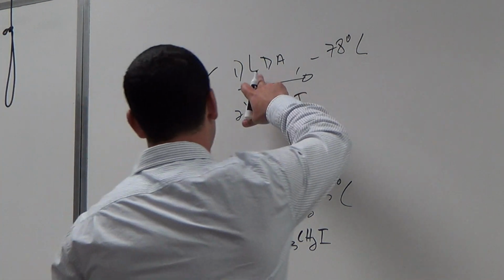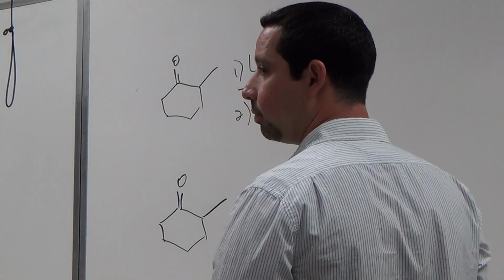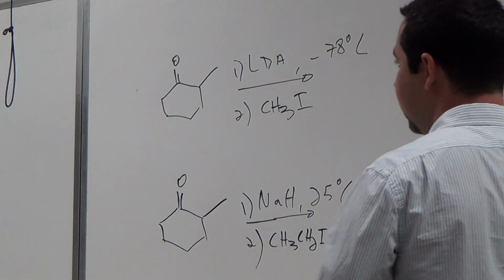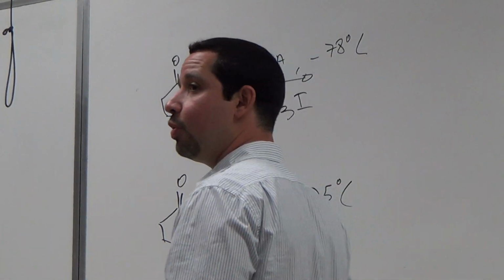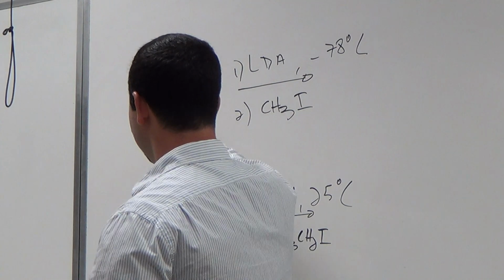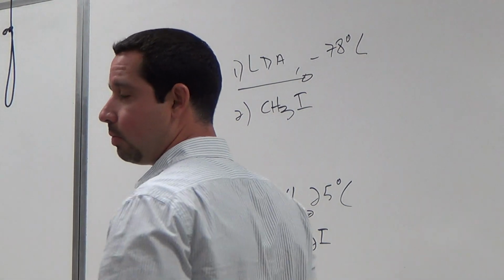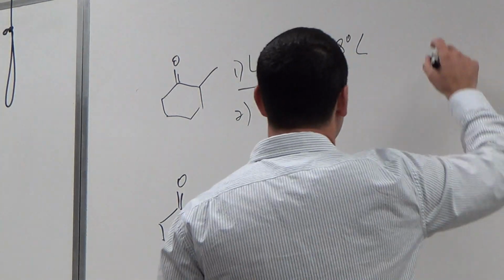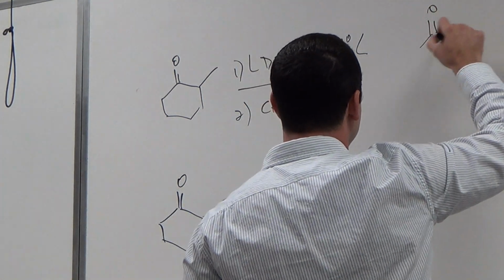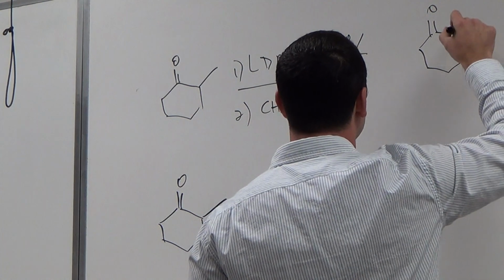What are these conditions for? LDA and minus 78. Kinetic control. So what that means is a proton is going to be pulled off from what side? From this side, because this is less hindered. And what you are going to get is a double bond on the left side.